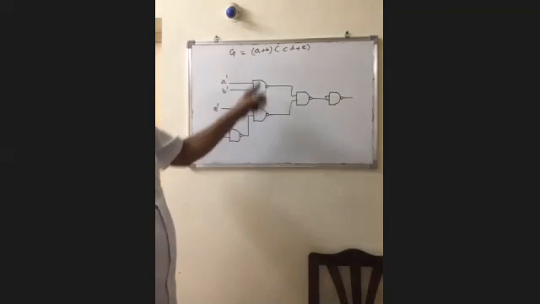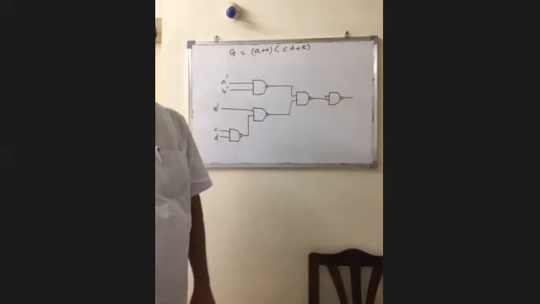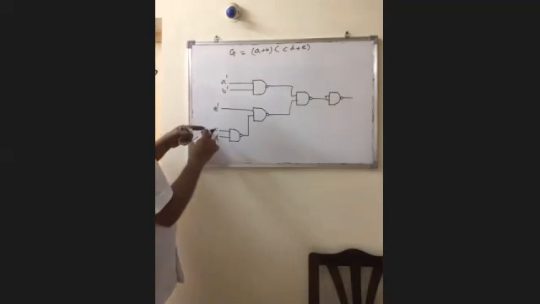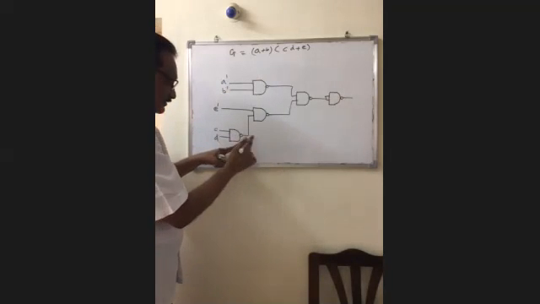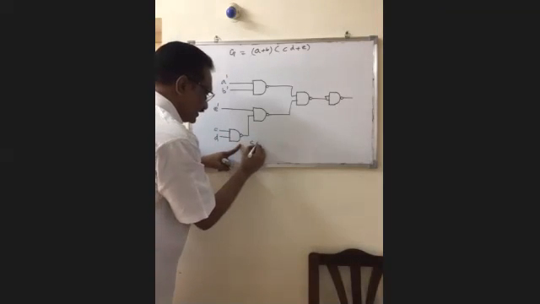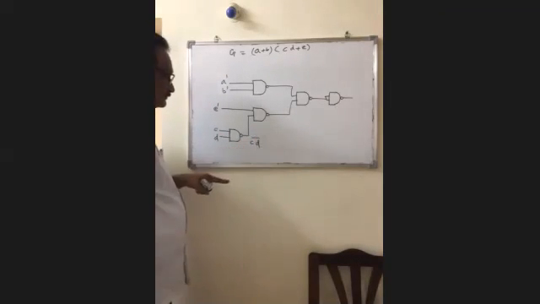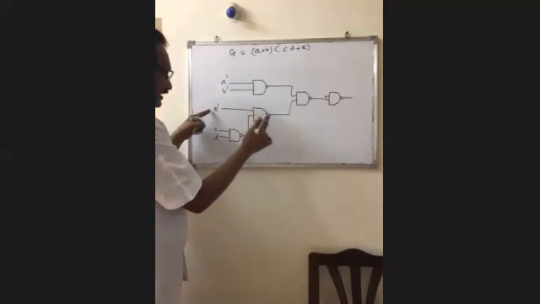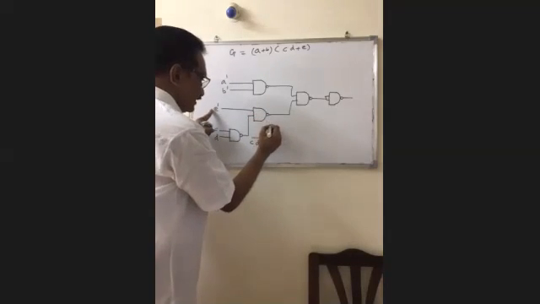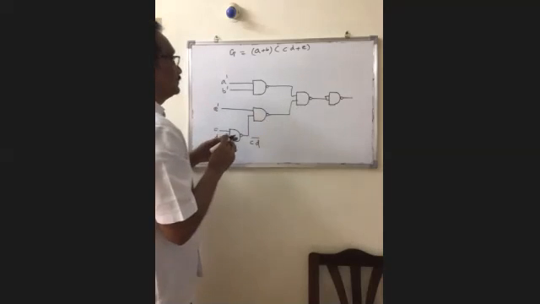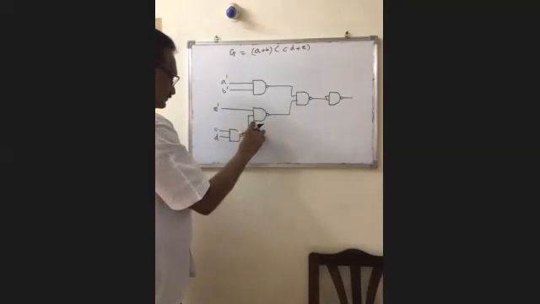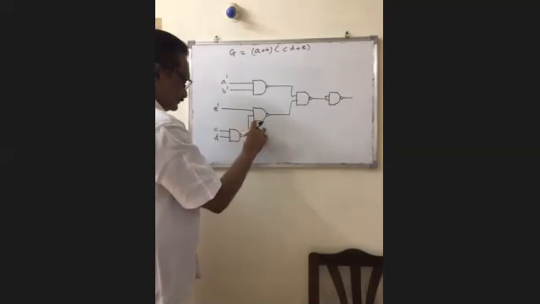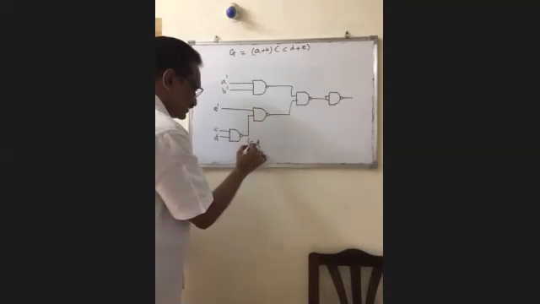Automatically, it realizes the above equation. Observe, this is CD. What is the output of this one? CD whole bar. So this is the E bar. What is the output of this one? It is an AND gate. One of the inputs is E bar, and the other is CD whole bar.